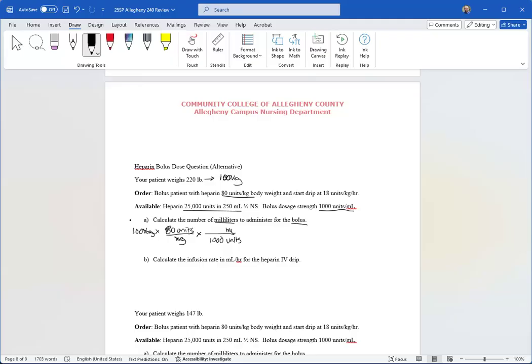And then this will come out to 8 milliliters. And I know that because 100 times 80 is 8,000, and then divide by 1,000 is 8, or plug it into your calculator and you get that same answer. Go ahead, Rachel.